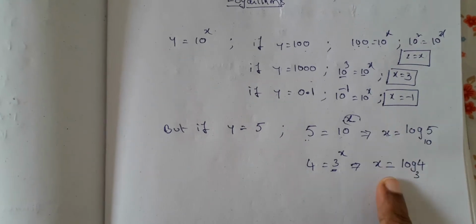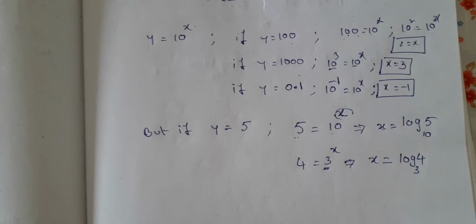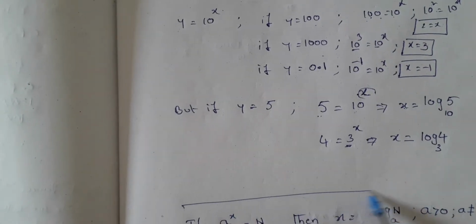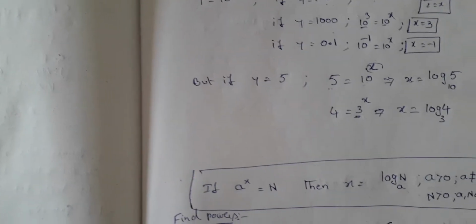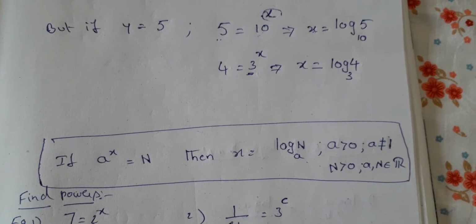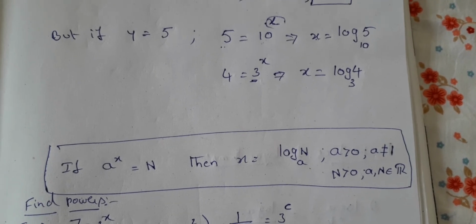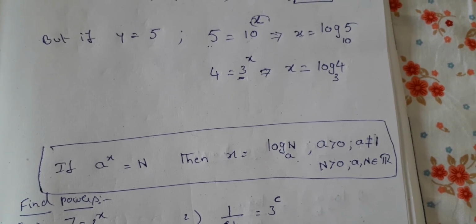So this is how a logarithm is defined. Now see, therefore the general format of expressing the logarithm is like this. If a power x is equal to some n, then we can find out the power x as x is equal to log n base a.